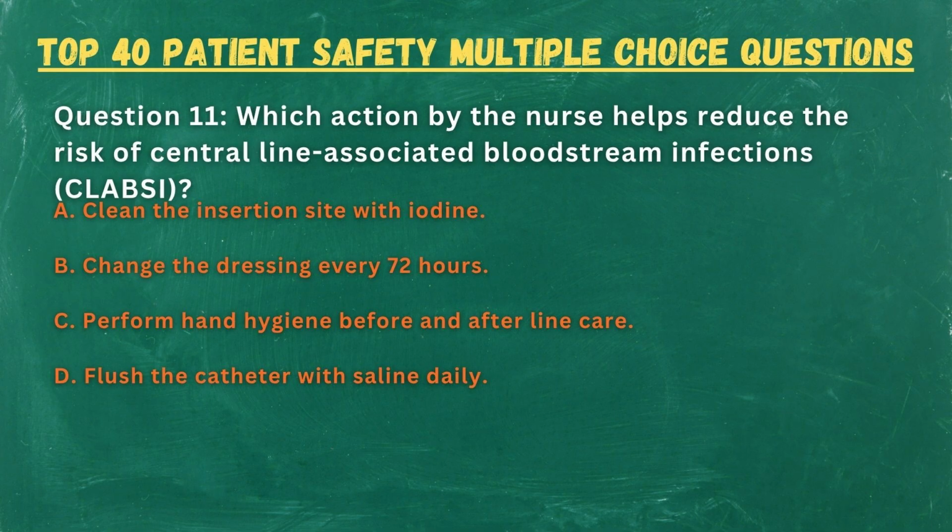Question 11. Which action by the nurse helps reduce the risk of central line-associated bloodstream infections, CLABSI? A. Clean the insertion site with iodine. B. Change the dressing every 72 hours. C. Perform hand hygiene before and after line care. D. Flush the catheter with saline daily.